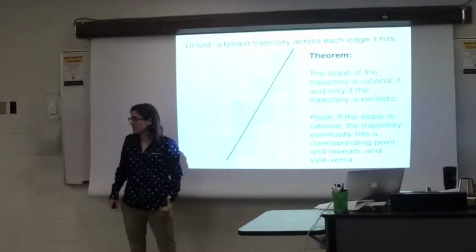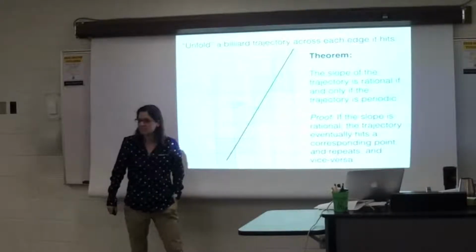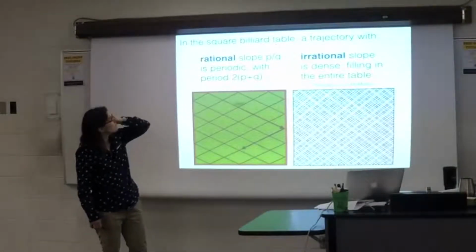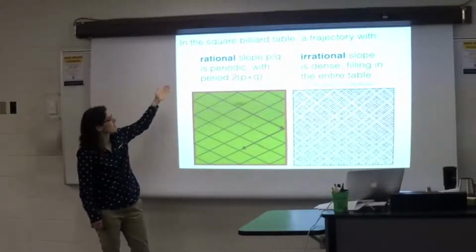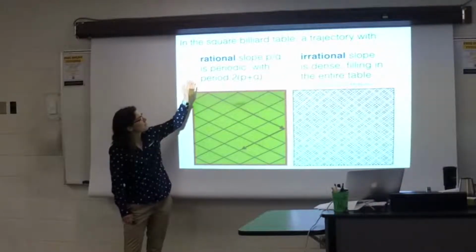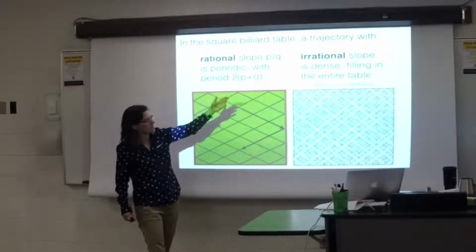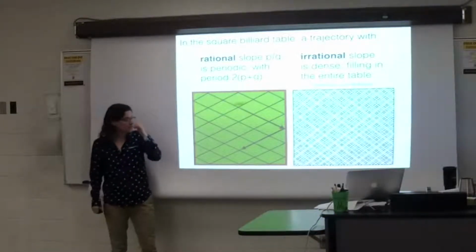And so that tells you that rational slopes are what you want. So, there you have it. Okay, so here we have shown that a rational slope, P over Q, gives you a periodic trajectory, and an irrational slope is not periodic. So let me go into that a bit more.